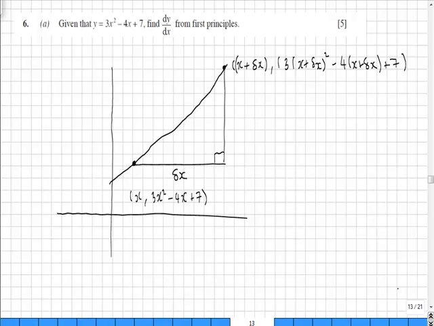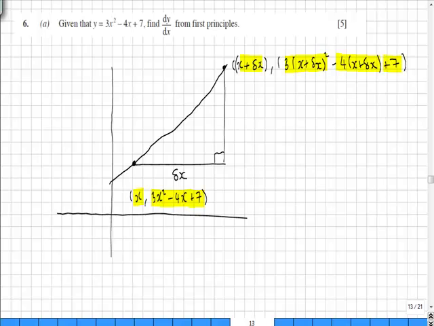In question 6a, we're asked to differentiate the function from first principles. As in previous questions, I've set up first a generic coordinate with x coordinate x, therefore giving us a y coordinate of 3x squared minus 4x plus 7. Then our tiny distance across the x-axis, delta x, generating obviously our x plus delta x coordinate, and then substituting x plus delta x into the y function.